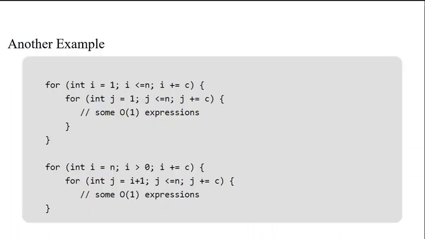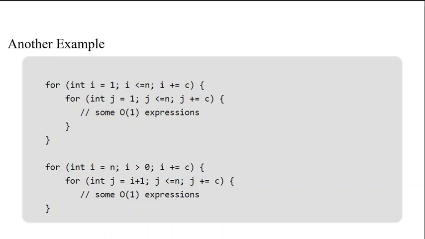So we have another example: for int i equals 1, constant. In the condition, if i is less than or equal to n, and then i will be incremented by c now. And we have another nested loop with j equals 1, j is less than or equal to n, and j will be incremented by c. We have some big O of 1 expressions, constants.